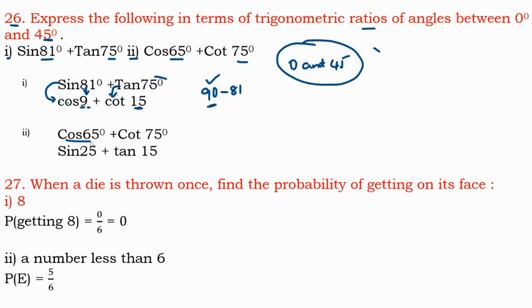Moving on to cos 65, cot 75. We know that the complementary ratio of cos is sine, 90 minus 65 is 25. The complementary ratio of cot is tan, 90 minus 75 is 15. Here also both angles are between 0 and 45.